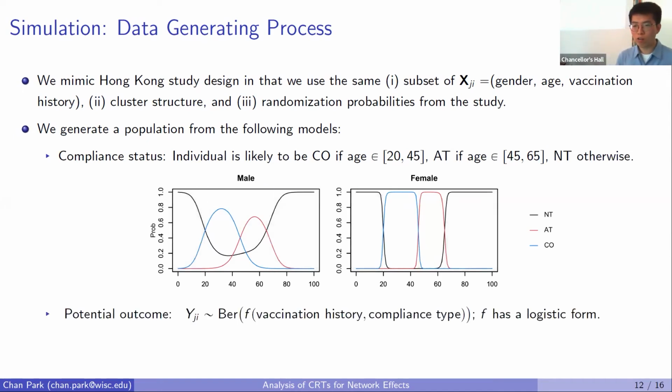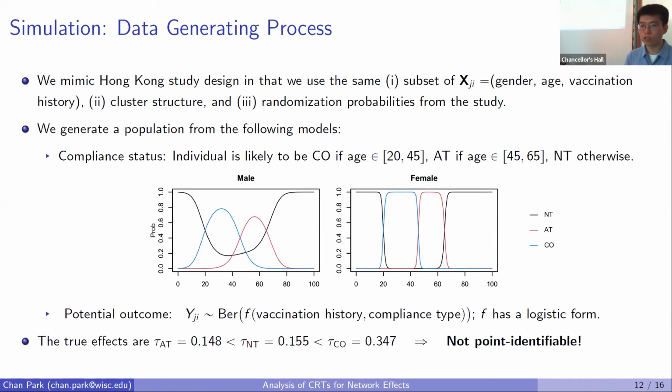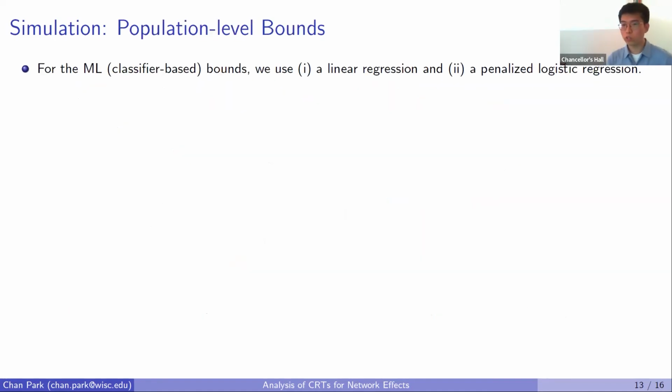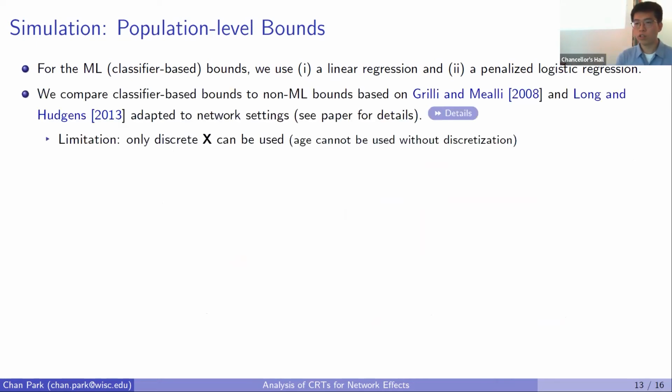And we generate the potential outcome from a Bernoulli distribution, where the probability has a logistic form of vaccination history and compliance type. Once we generate the data, we find the effect among always takers is the smallest and the effect among compliers is the largest, but these effects are not point identifiable. So as a result, we try to construct population level bounds by using our approach with linear regression and penalized logistic regression. There is an existing method that does not use a classifier. However, there is one limitation. This methodology cannot use continuous variables. That is, they can only use discrete variables. That is, the age variable cannot be used without discretization.